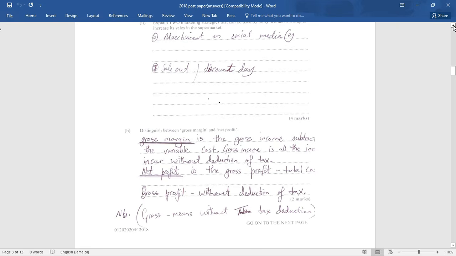The net profit, on the other hand, is when you have the income minus both the variable cost and the fixed cost. So when you take away all your costs, the fixed and the variable, from your income, the money that you are left with is your net profit. Alright, so the gross margin, you only take away variable cost from that income, and the net profit, you take away both the variable and the fixed cost from that income, and the money you're left with is your net profit.